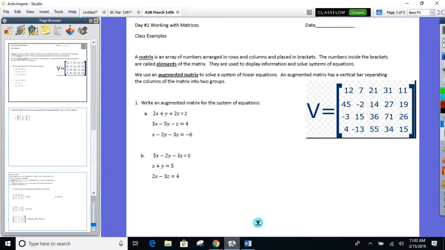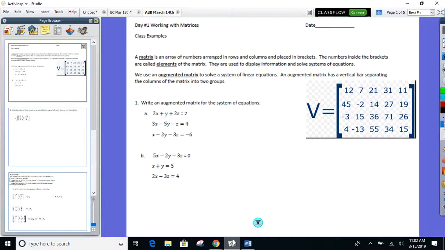It's called matrices. What's a matrix? It's rows and columns of numbers filled in with a bracket. I don't know if you've ever seen one before, but that's what a matrix looks like. You've got rows and columns of numbers included in a bracket. And that's exactly what I'm going to have you guys set up first.